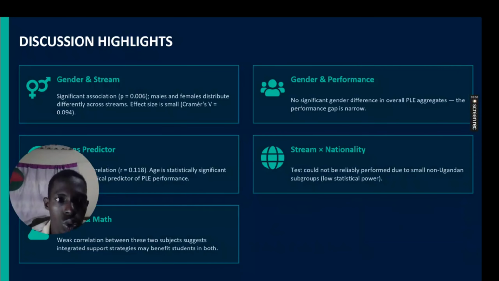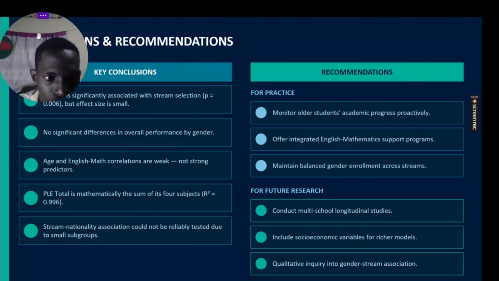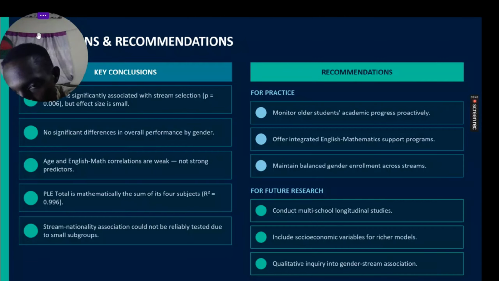So this was our highlights. I think that is that. We had some recommendations: monitor older students, maintain a balanced gender enrollment, and for future research, include socio-economic variables. We did that.